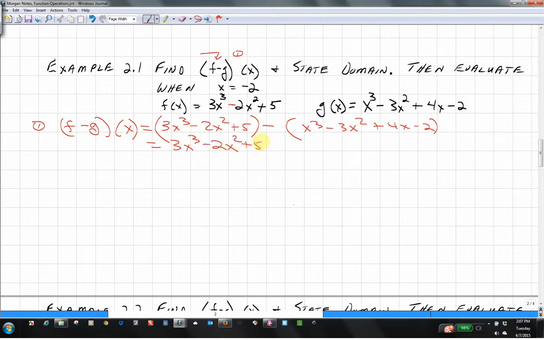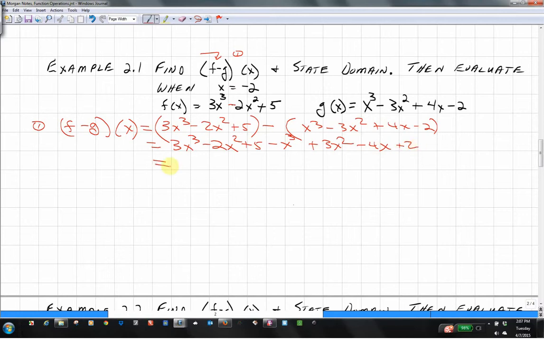Now this is why it was important to write it like that, because this negative will go into every single term. So this is minus x cubed, minus this minus 3x squared. Okay, that's plus 3x squared. Minus the 4x, that'd be minus 4x minus a minus 2. Okay, that's plus 2.